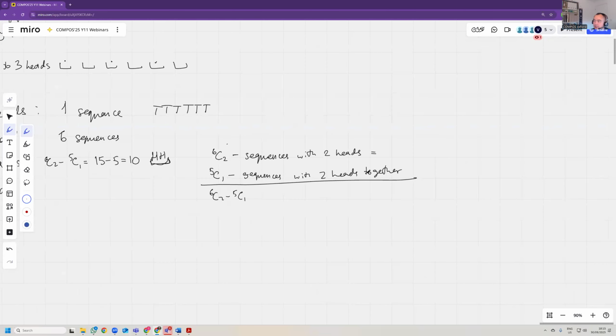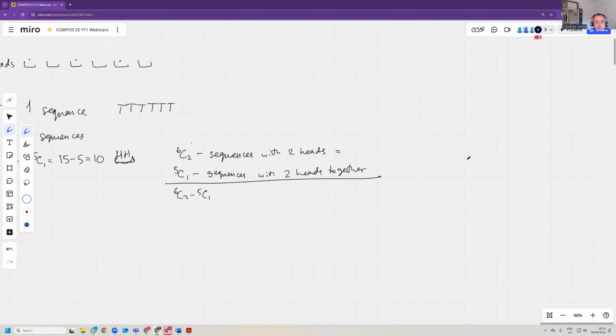So there's a question, why is it 15 minus 5? Well, imagine you have a sequence of 2 heads and 4 tails. There are 15 possible sequences. But out of the 15, we have to subtract those where the 2 heads are together. And there's 5 of those. Does that make sense? So we subtract 5 from 15 to get 10 sequences.